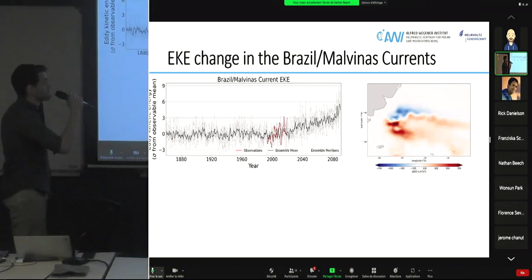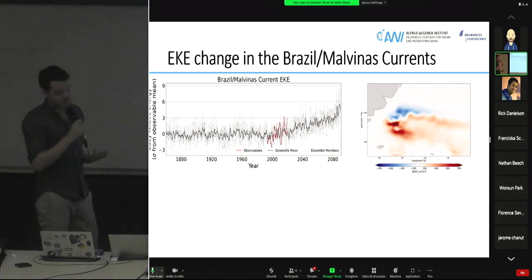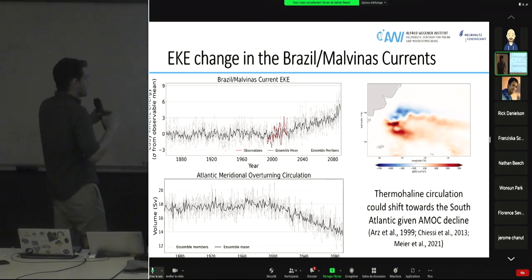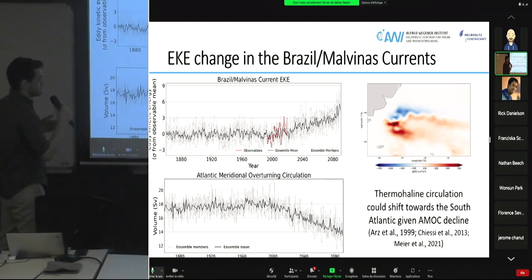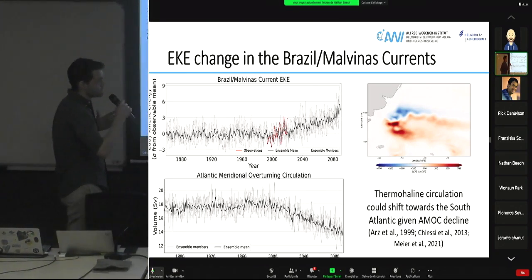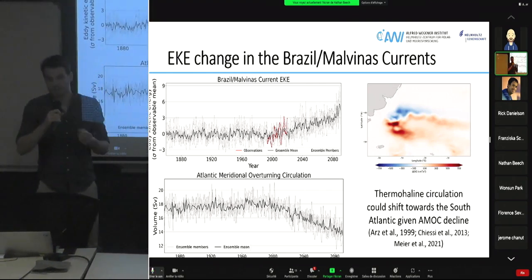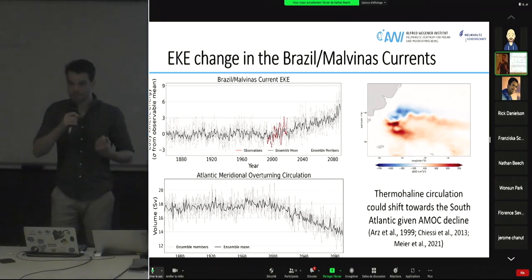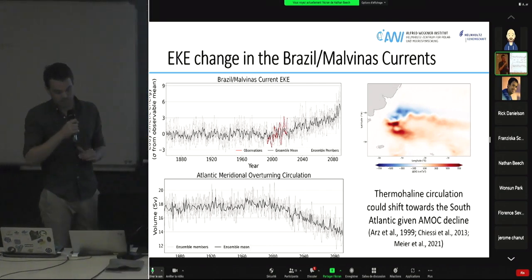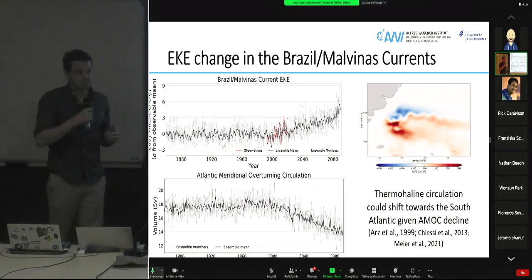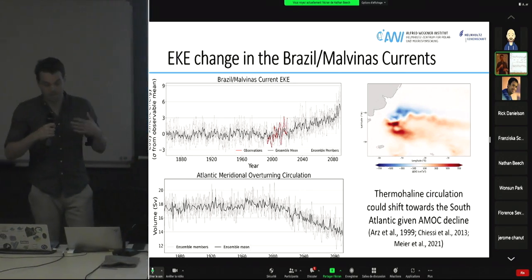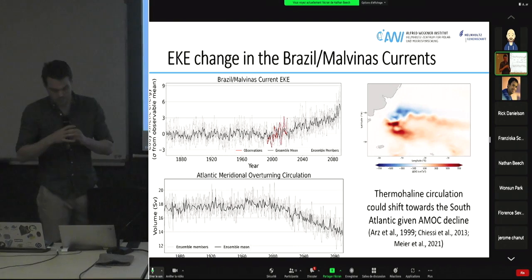Moving on to the Brazil and Malvinas currents, here we have a substantial increase in eddy activity. And the reason for this could be the same as in the Gulf Stream, in that AMOC decline may be responsible. So the theory here is that as overturning circulation through the Gulf Stream declines, the heat and salinity that builds up in the tropical Atlantic may increasingly take a southward route to escape to the higher latitudes. There's evidence of this in paleoclimatic records during transitions from glacial to interglacial periods, where we see an increase in transport through the Brazil current.